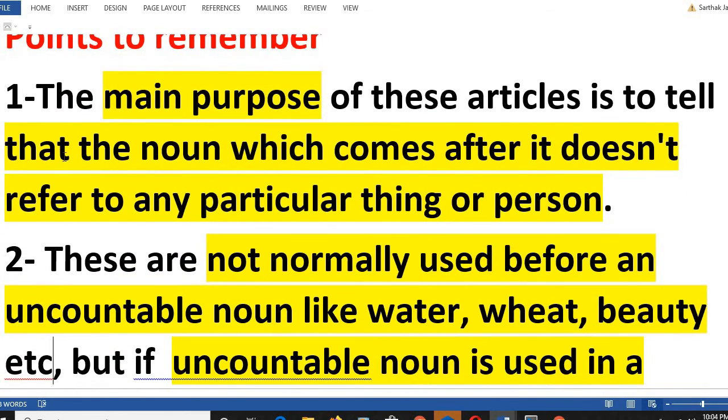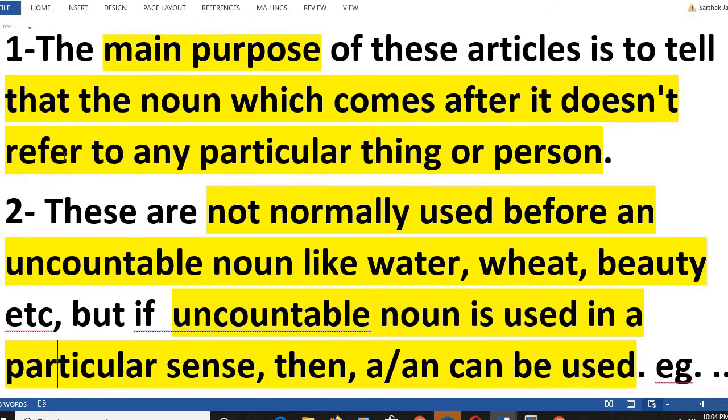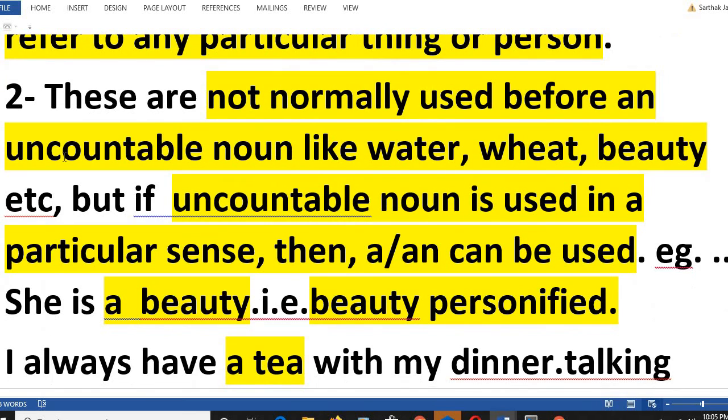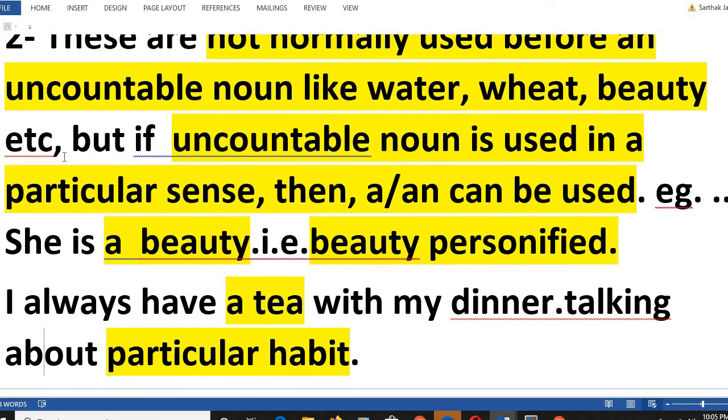Here are a few points which you will remember in their uses. The main purpose of articles is to tell that the noun which comes after it doesn't refer to any particular thing or person. They are common. Next is, they are not normally used before uncountable nouns like water, wheat, beauty, furniture. But if that uncountable noun is used in a particular sense, then a or an can be used.